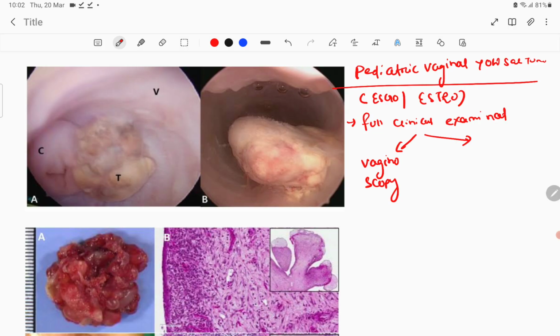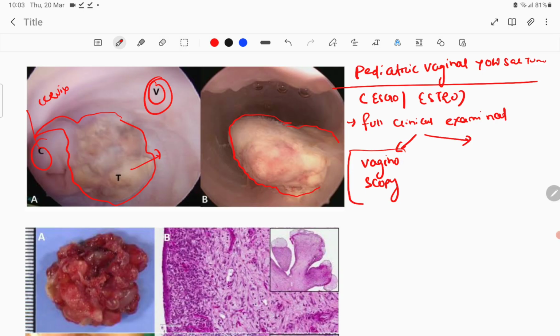You can see this is the vaginoscopy image. This is the vaginoscope that has been introduced. This is the tumor growth. This is the normal cervix. You can see that this is the cervix, and this is the tumor's growth. This is the vaginal fornix. Here are other pictures also. This is the tumor growth. This is the yolk sac tumor, the pediatric vaginal yolk sac tumor.